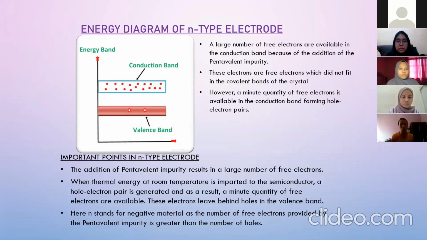This electron leaves behind holes in the valence band, which will form an electron-hole pair. Here N stands for the negative material, as the number of free electrons provided by the pentavalent impurity will create a greater number of electrons compared to the number of holes.